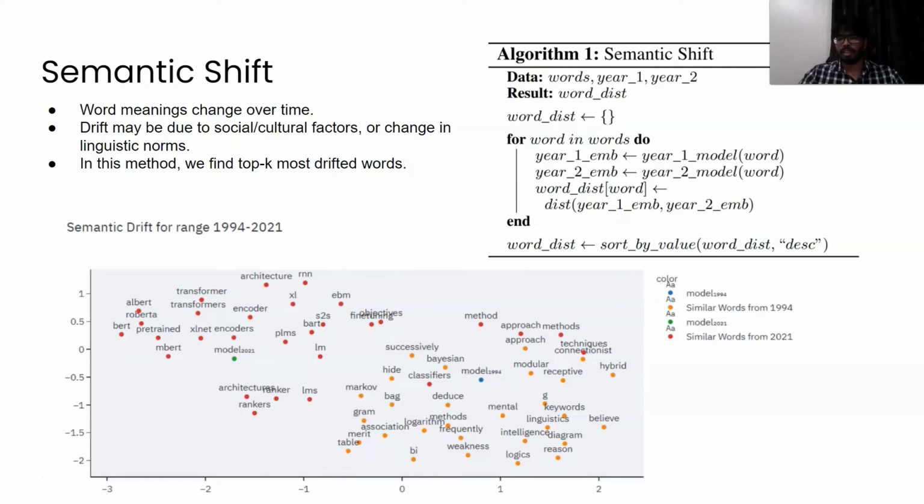This method helps us define the change in meanings of words over the years. This could be due to changes in social or cultural factors, with new words being introduced or old words changing their meaning as a result of research or pop culture.